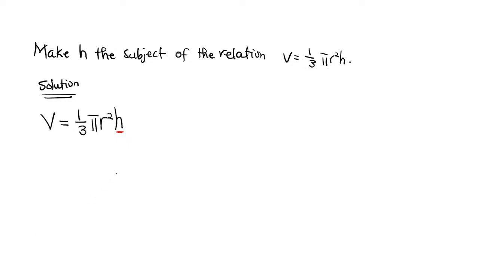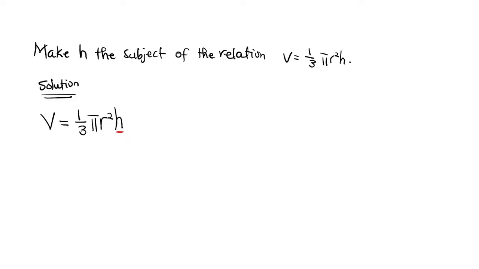Now the problem here is that H is not standing alone. H is multiplying pi r square and then 1/3. They are all multiplying each other. So first of all, we need to get rid of everything surrounding H for it to become the subject. The first thing we do is deal with the fraction, 1/3. To get rid of the fraction, we multiply both sides by the denominator.